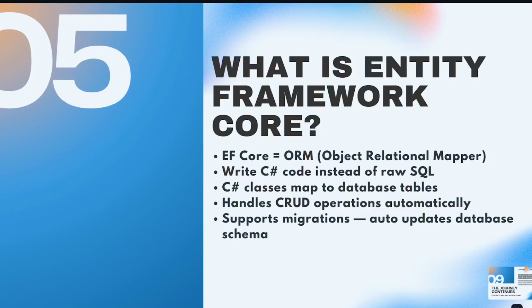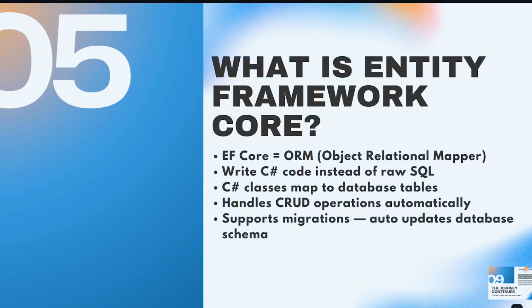So without an ORM, you write SQL like select star from users where ID is 1. Without Entity Framework, you write C# like context.Users.Find(1). Entity Framework Core writes the SQL for you behind the scenes. What does it mean by C# classes mapping to database tables? We have DbContext, the main class in Entity Framework Core. It represents your database connection and contains all your tables as properties.